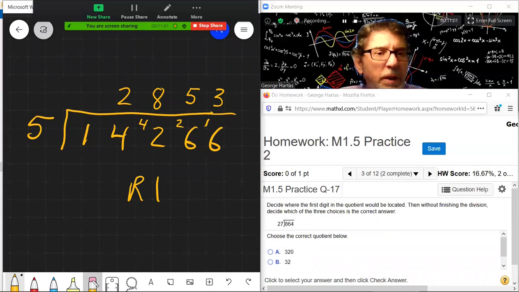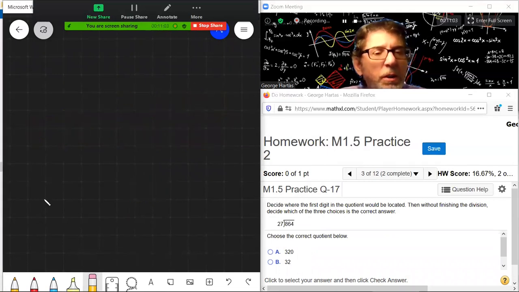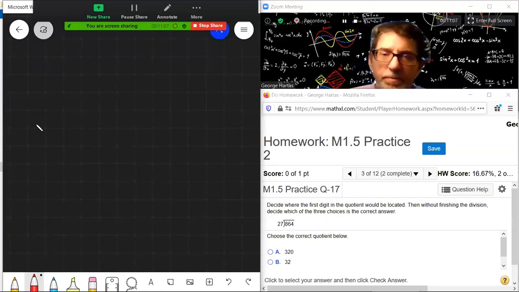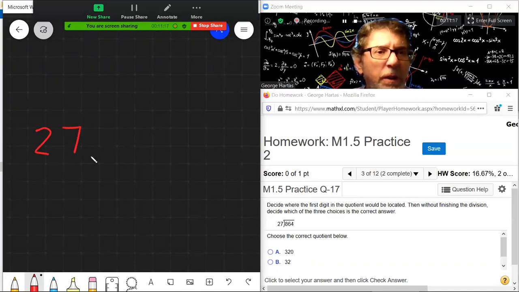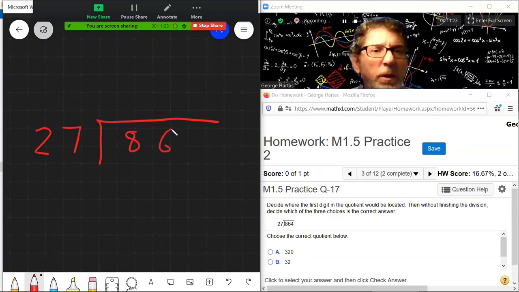Okay, now these next couple of questions, they want to know if you understand where to place the numbers in the quotient. So let's copy this problem down. We have 27 divided into 864. So we have a 2-digit number in the divisor. That's okay. It's still the same procedure.